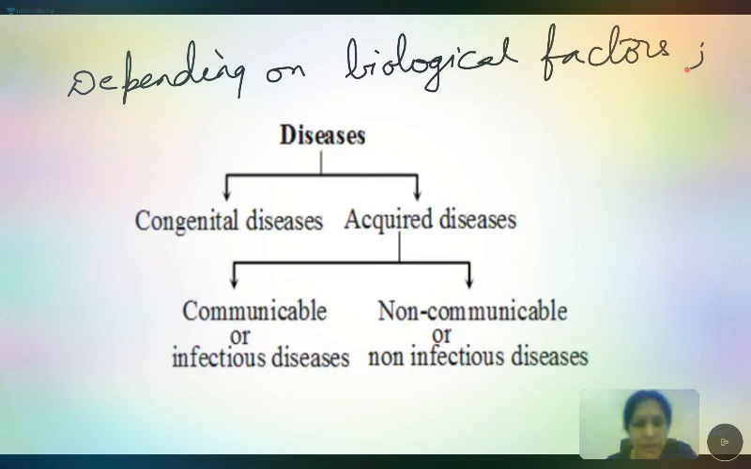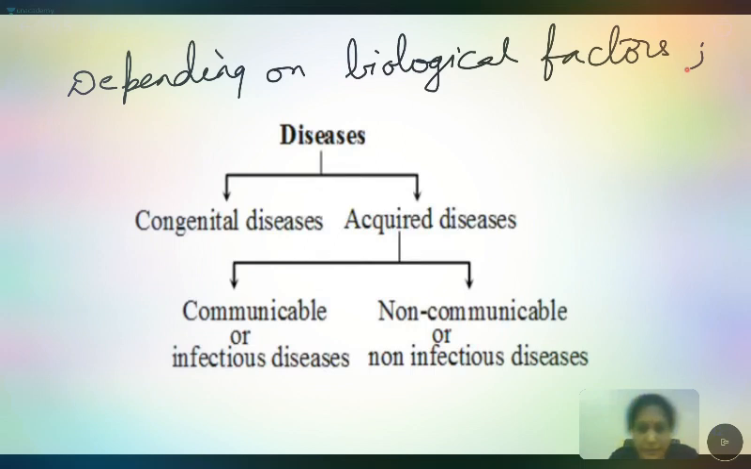First one, congenital. Do you remember the meaning of the word congenital? I told you in the chromosomal aberrations class. By birth. Is there a rule that it should be genetic? No need. Okay. Can it be genetic?